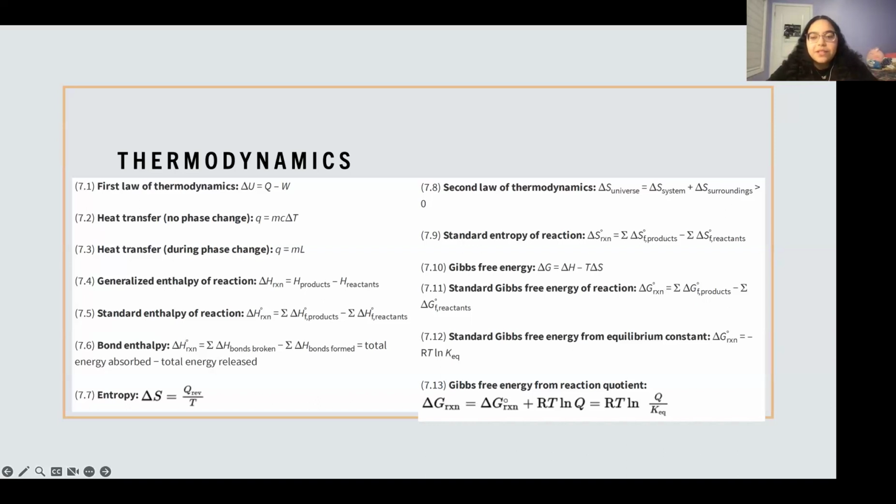And then if you have the reaction quotient instead of the equilibrium constant, if you're not at standard state and you have the standard state Gibbs free energy, you can add RT ln Q. Or you could do RT ln Q over K depending on what you have. So those are the different thermodynamic equations.